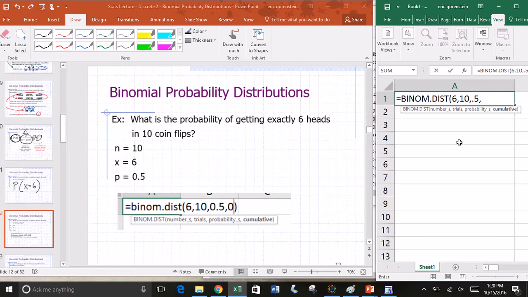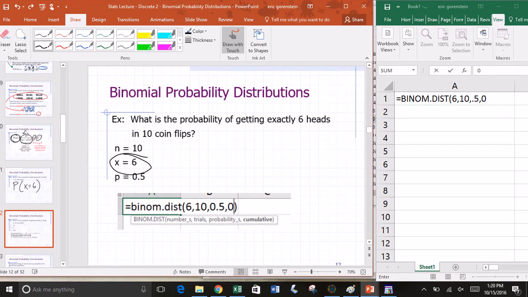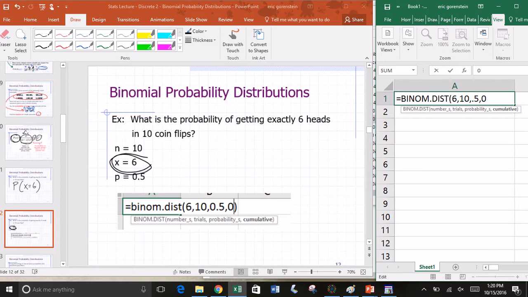So I do not want the cumulative function. In Excel, 1 means yes, 0 means no. So if you're looking for the probability of x equals one particular value, so in this case, x is just 6, we want 0 or no for the cumulative function. Okay, so about 20.5% is the probability of getting 6 heads out of 10 flips.